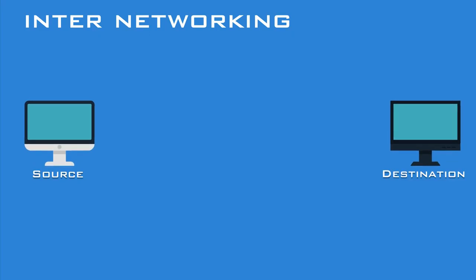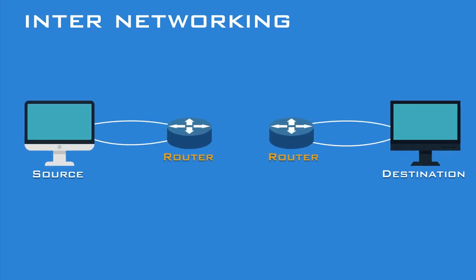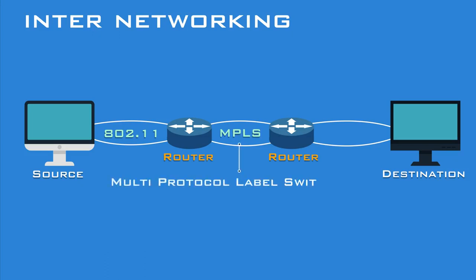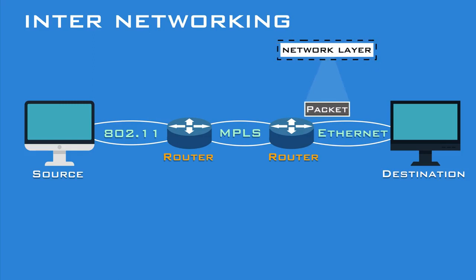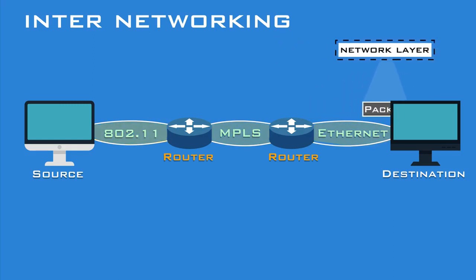Let us explore how interconnection with a common network layer can be used to interconnect different networks. An internet comprised of 802.11 wireless LAN, MPLS (multi-protocol label switching), and Ethernet networks is shown here. Suppose that the source machine on the 802.11 network wants to send a packet to the destination machine on the Ethernet network. Different networks may have different forms of addressing, so the packet carries a network layer address that can identify any host across the three networks.